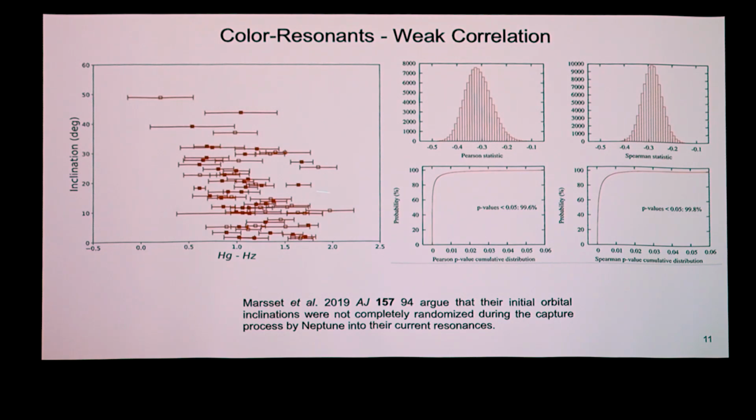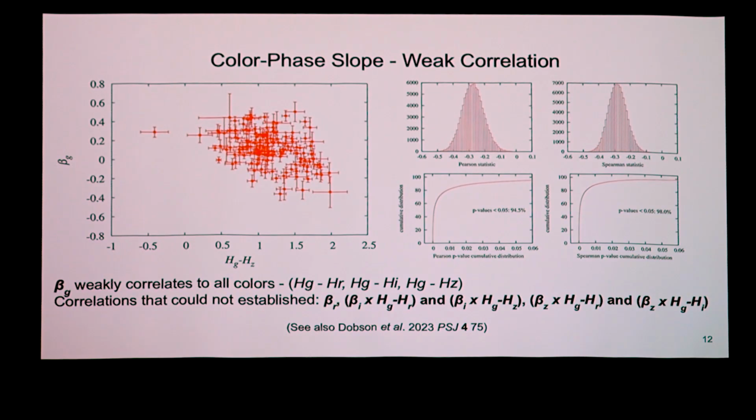Here we have a color inclination object. We found a weak correlation. By weak correlation, I mean a rank coefficient in absolute value between 0.2 and 0.4 for the correlation for the resonant objects. Well, with implications for the evolution of these objects during solar system formation.